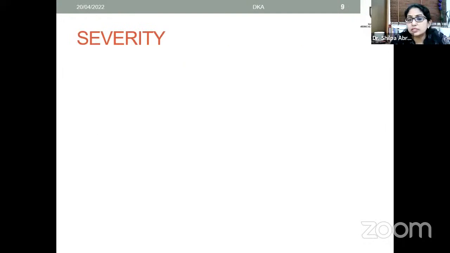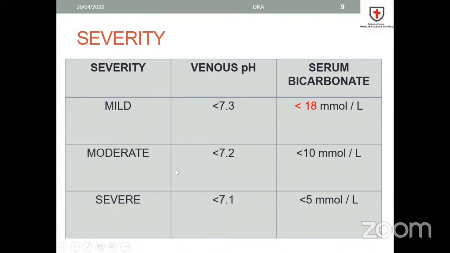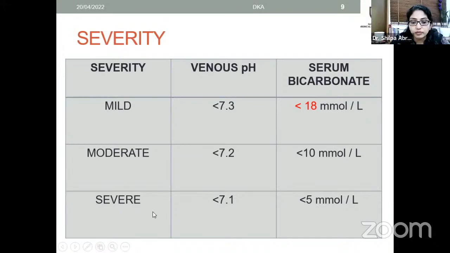Okay, so now coming to the severity classification, this again has a slight modification from the previous criteria. So again, it's classified as mild, moderate, and severe. Depending on the pH and the bicarbonate, it's very simple. Less than 7.3 is mild, 7.2 is moderate, and 7.1 is severe. As for bicarbonate, earlier it was less than 15, now it is 18. So anything less than 18 is mild DKA, less than 10 is moderate DKA, less than 5 bicarbonate is severe DKA. Okay.